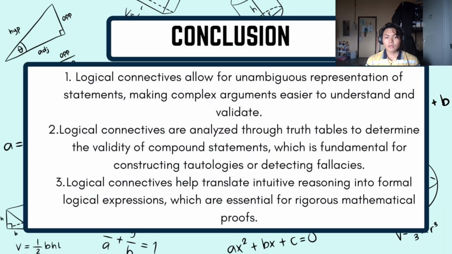In conclusion, logical connectives allow for unambiguous representation of statements, making complex arguments easier to understand and validate. Logical connectives are analyzed through truth tables to determine the validity of compound statements, which is fundamental for constructing tautologies or detecting fallacies. And logical connectives help translate intuitive reasoning into formal logical expressions, which are essential for rigorous mathematical proof.